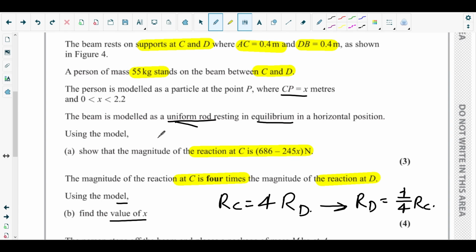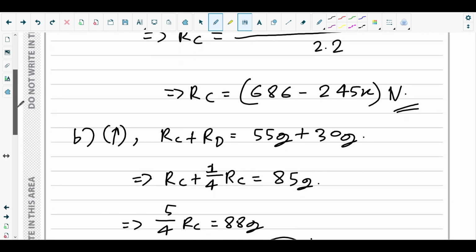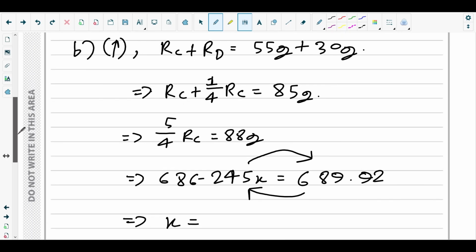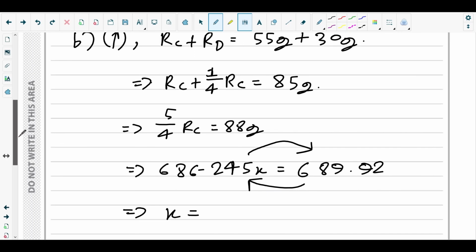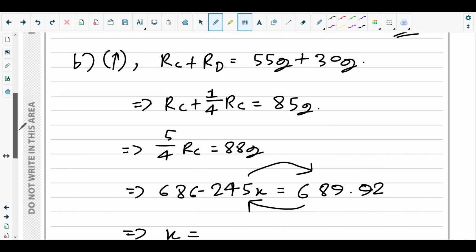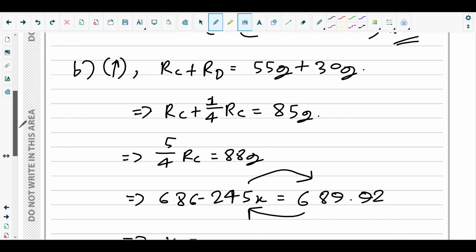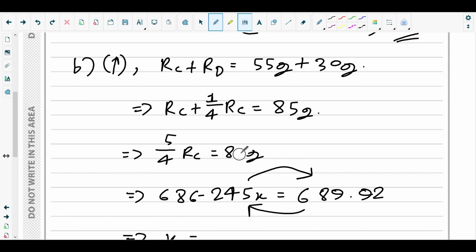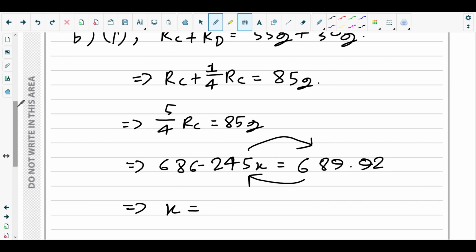Okay, the reaction at C is 4 times the magnitude of the reaction at D. This is fine. Everything is fine there. 1/4 plus 1, that is 5/4 RC. This is 85g. That's fine. Oh, I wrote 88. That's a mistake. This should be 85g. That's what the mistake is. Please correct it.